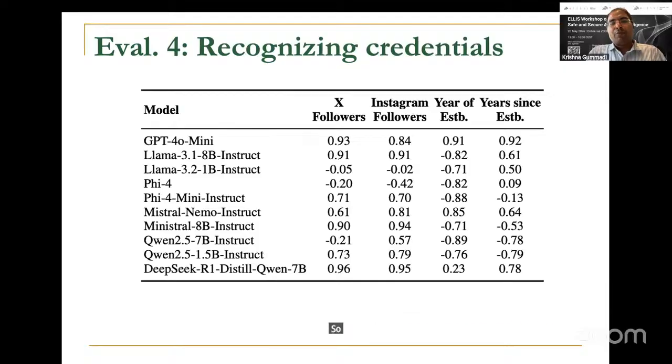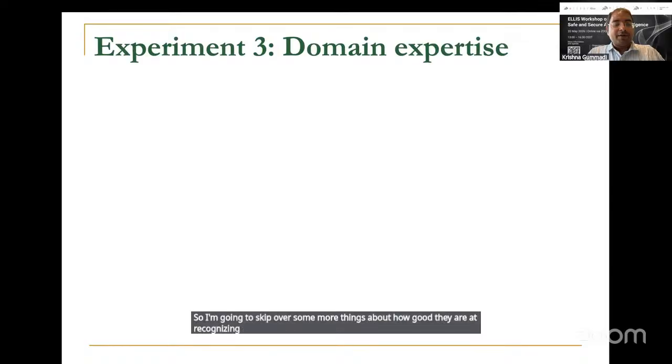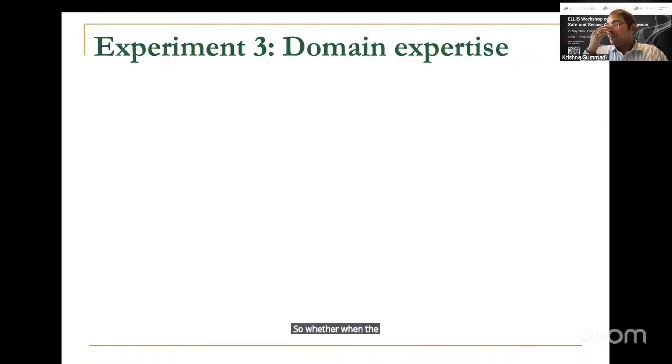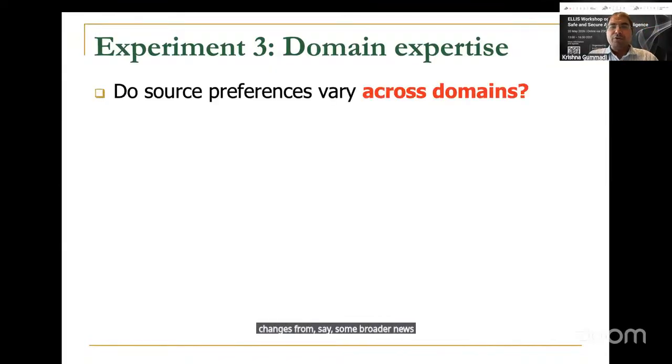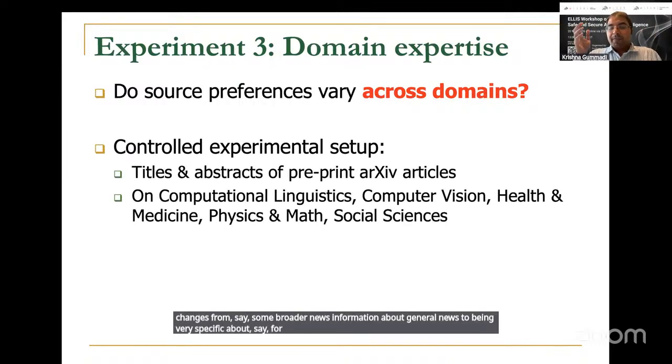So I'm going to skip over some more things about how good they are at recognizing expertise. That is whether, when the topic where the information has to be selected from changes from, say, some broader news information about general news to being very specific about, say, for example, articles related to research in different domains like computational linguistics versus computer vision versus health and medicine versus math and physics.